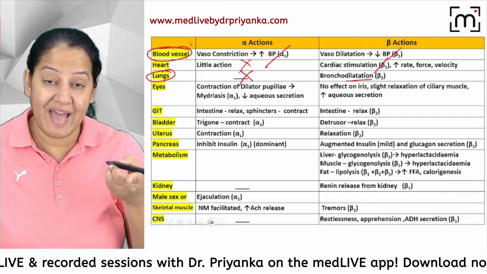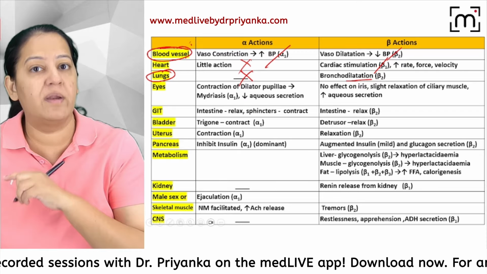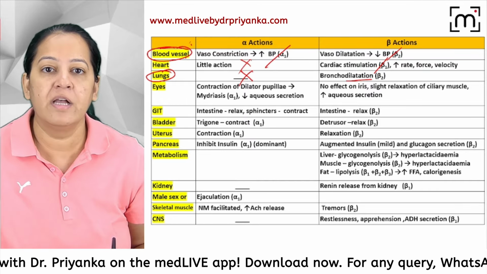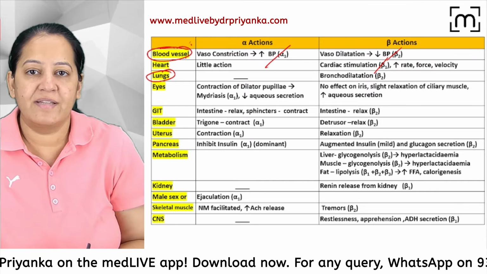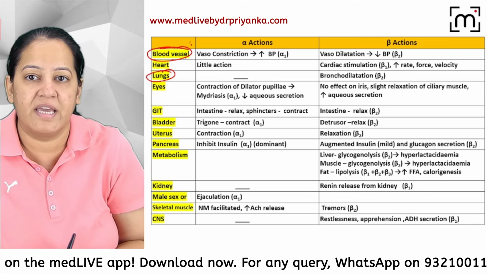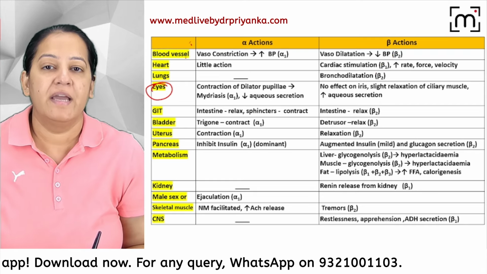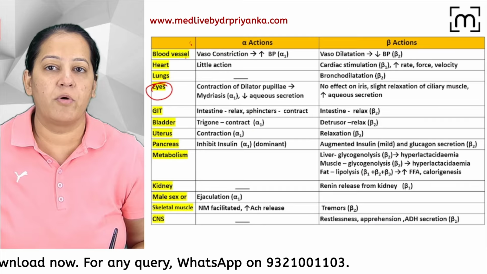So it will be useful. The agonist drugs will be useful in asthma, and antagonists will be contraindicated in asthma. I hope you are understanding it. So that is the effect on the lung we have seen. The fourth organ is the eyes. Let's talk about the eyes.